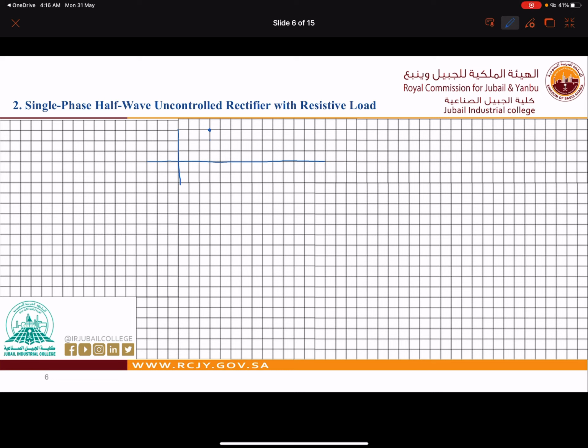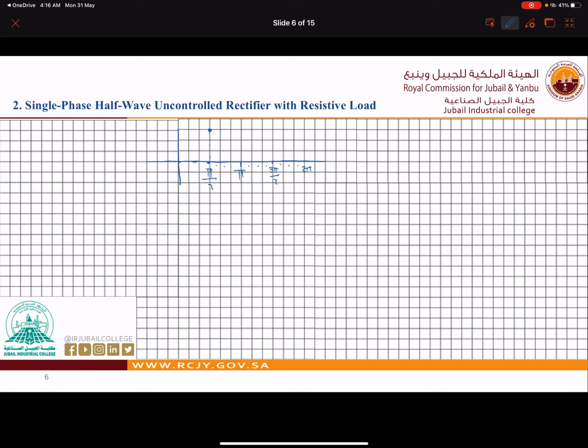Okay, so 1 here, 1 2 3, so 3 boxes. Then 1 2 3, here we have pi over 2. Okay, and 1 2 3, here we have our pi, right? And 1 2 3, here we have our 3 pi over 2, and 1 2 3, here we have our 2 pi, right?